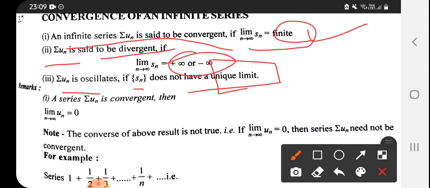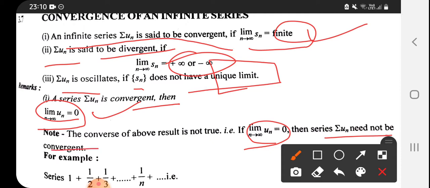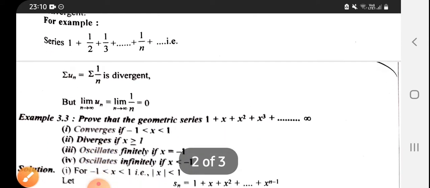Some remarks: if a series summation un is convergent, then limit n tending to infinity un is equal to 0. That means applying the limit n tending to infinity to the nth term gives 0. The converse of the above result is not true. That means if limit n tending to infinity un is equal to 0, then the series need not be convergent. For example, as n tending to infinity 1 upon n is equal to 0, but this series is a divergent series.